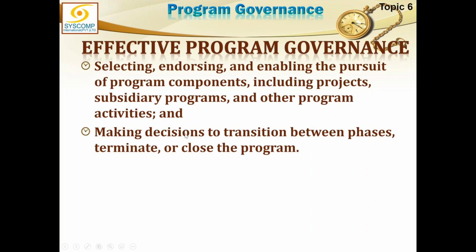And finally, making decisions to transition between phases. That is, as we said, go, no go decision. The decision could be to terminate the program at any specific gateway point, or close the program, or we have already discussed when a program can be terminated or closed in earlier discussion. So these are some of the points for effective program governance.